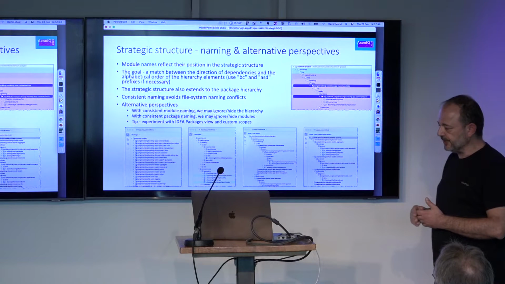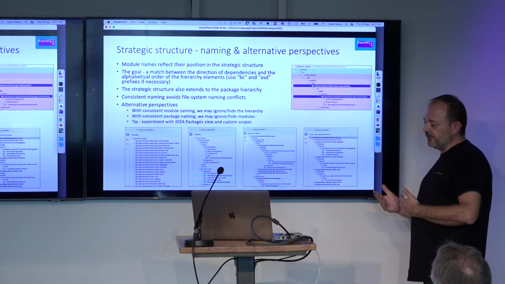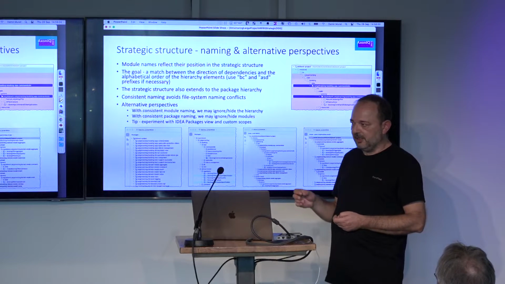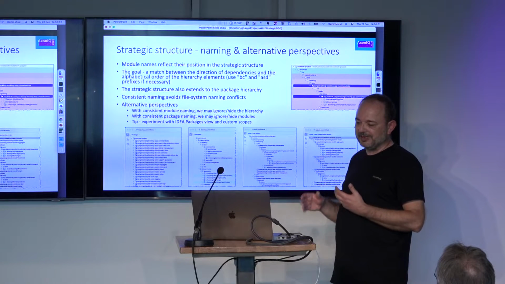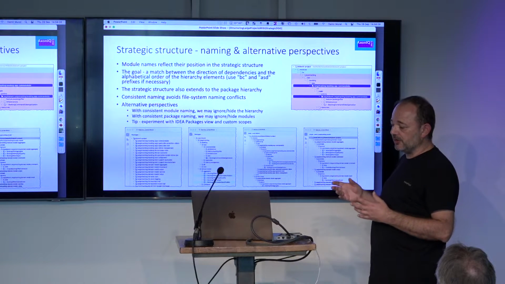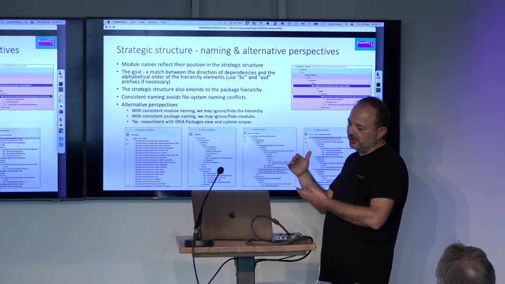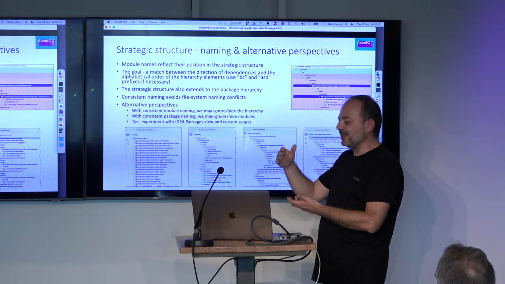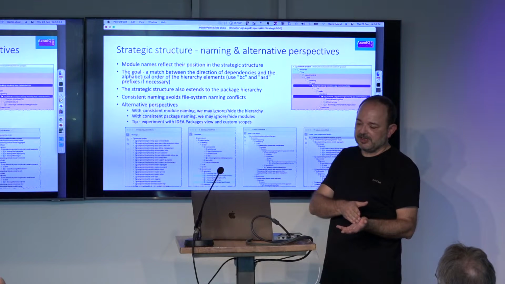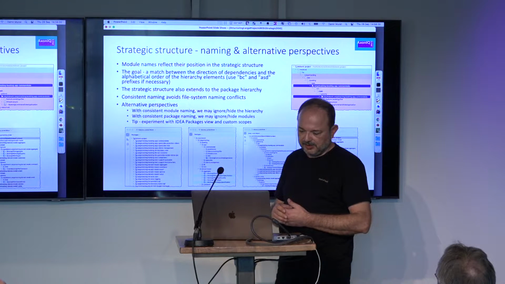Don't look at the pictures, you will see those in the demo. So there is one more important characteristic of strategic structure that is related to the naming. The main goal here is to maintain a match between direction of dependencies and the alphabetical order of the hierarchy elements. That way you can have a match between organization of things at some conceptual level, you will see that, with the physical level as it is arranged in the file system. And that may be actually very powerful in certain areas.